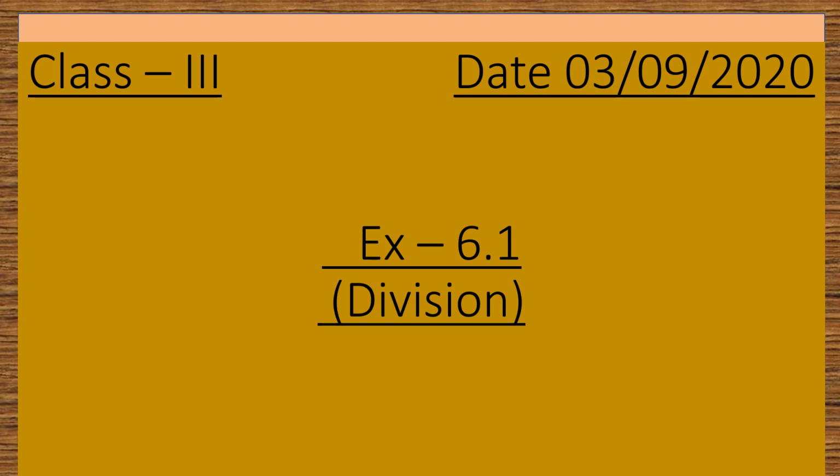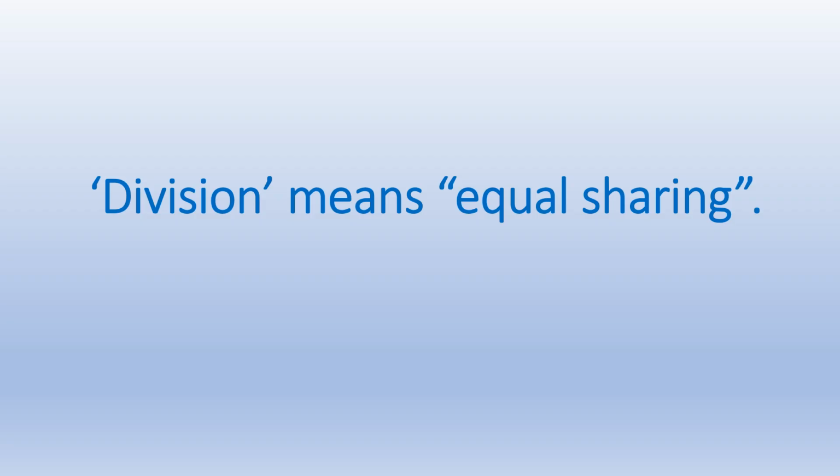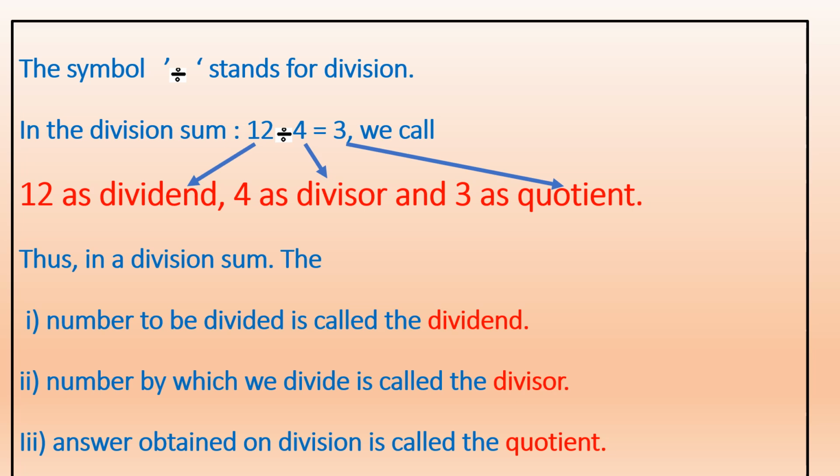I explained with an example also. I hope all of you understood. So, children, let's recall everything again. Division means equal sharing. Whenever we divide any number among people, among children equally, then in that case, we do the division.